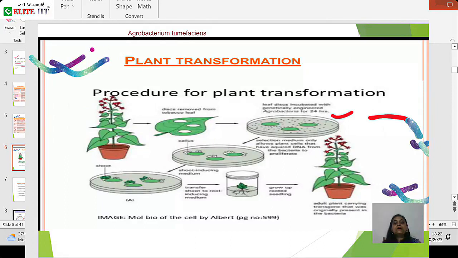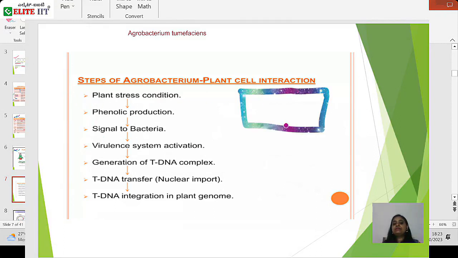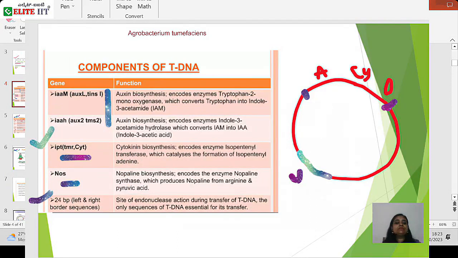Okay, now I am going to discuss again the normal case: how agrobacterium infects a plant cell, and how agrobacterium creates tumor in the plant cell. Okay, so let's see. First of all, plant stress condition. Stress condition may be, as I told you, a wound. There may be some wound in the plant. So in that case, phenolic production will be there. I told you several phenolic compounds are produced. Specifically, which phenolic? It is given now.